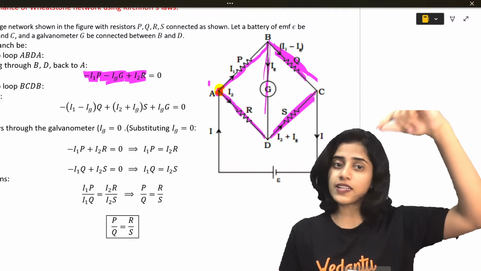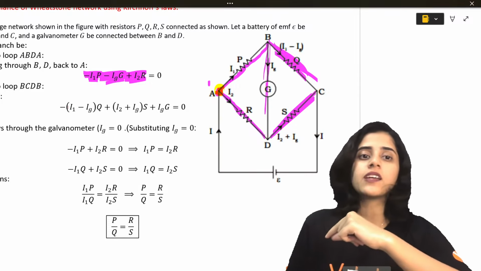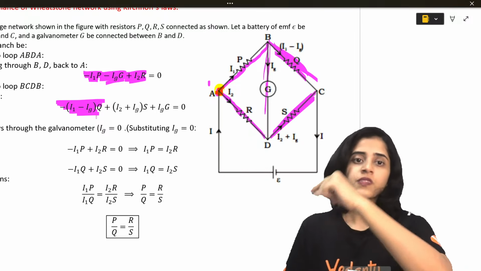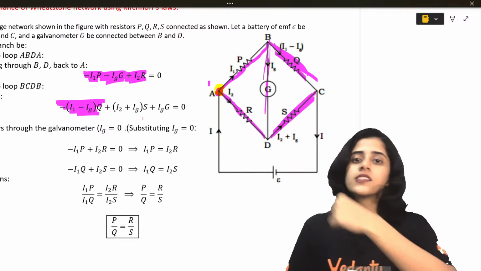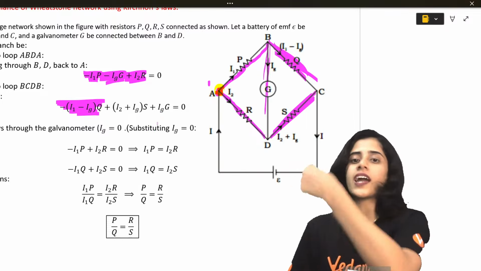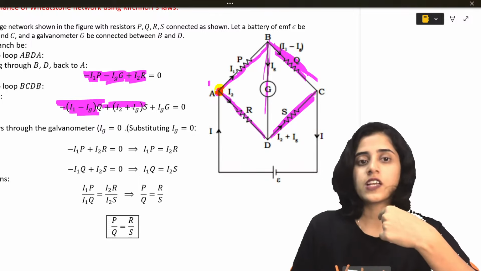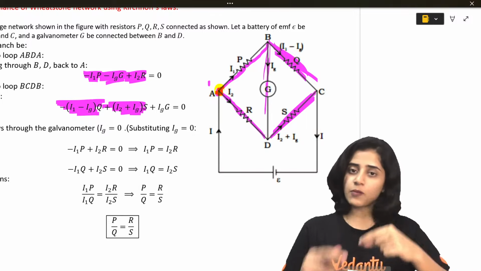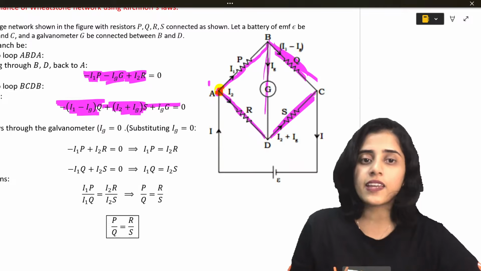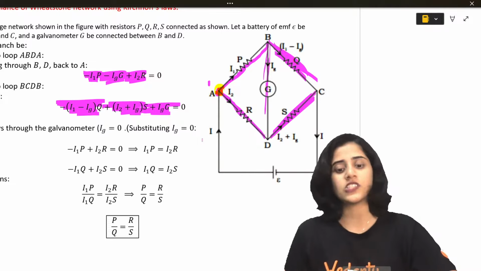So I1 minus Ig is along the same line, so it will be minus I1 minus Ig into the resistor Q. Now I'm going from C to D. C to D, the current is in the opposite direction. Current is from D to C. I am going from C to D, so it's positive, plus I2G into S. Then I'm going from D to B, but galvanometer current is this way, so it's opposite. Again plus I1 minus Ig plus G.